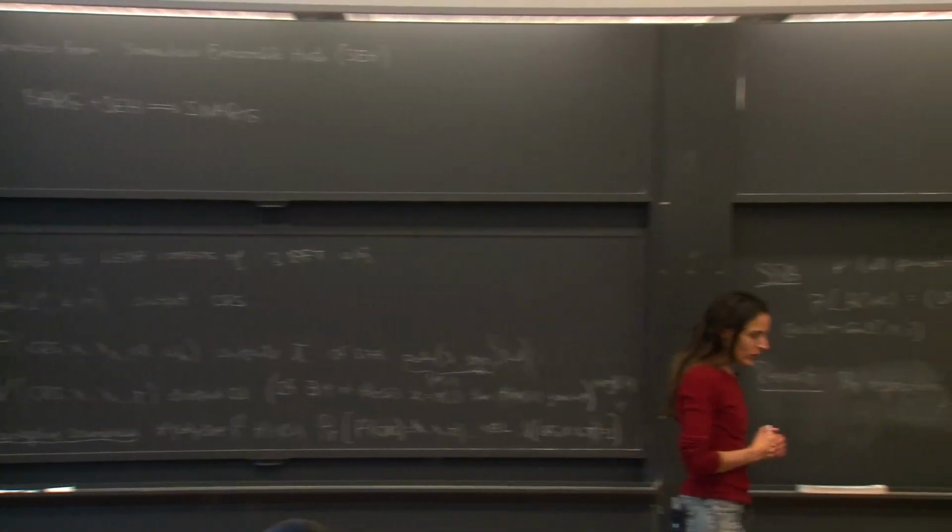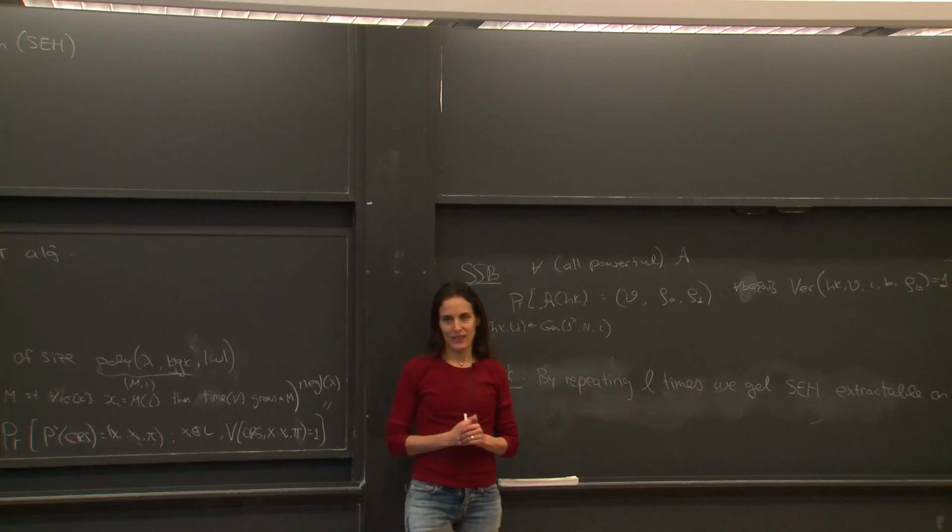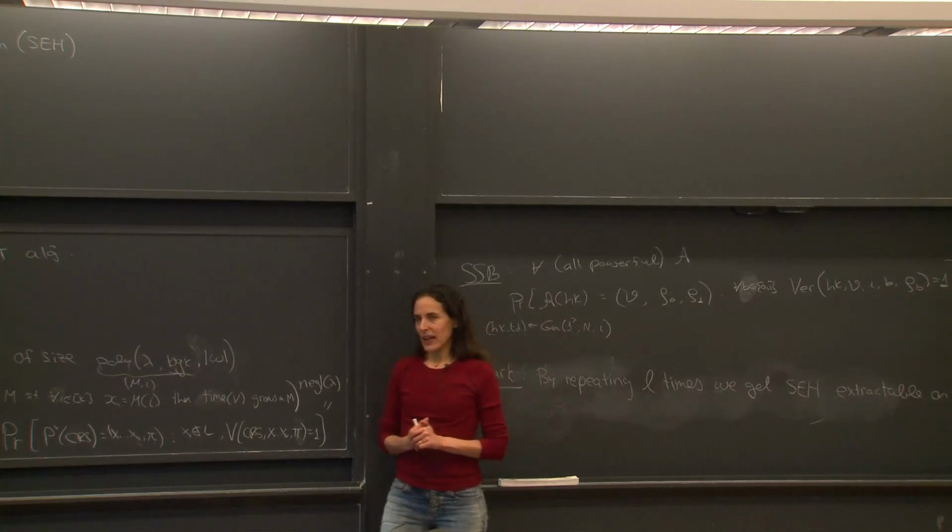Yeah, I don't know how to construct a BARG from an assumption for which I don't know how to construct a sum-extractable hash. Yeah. Okay. Any other questions?